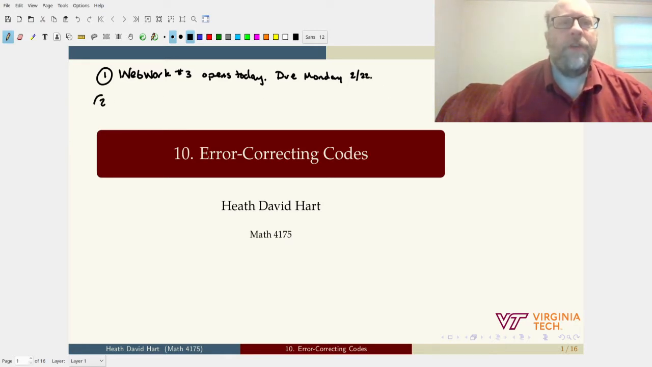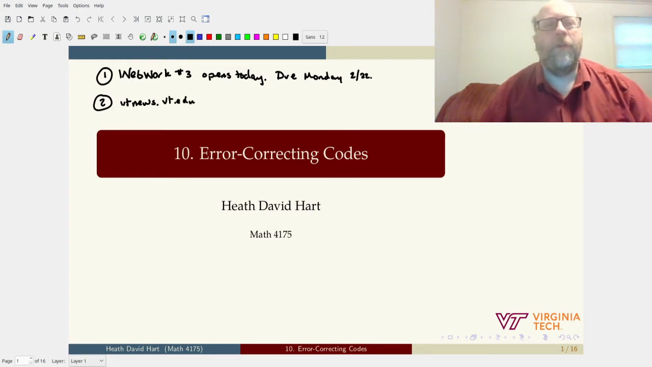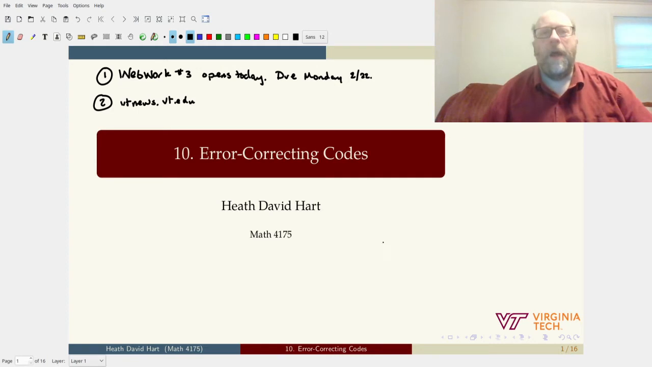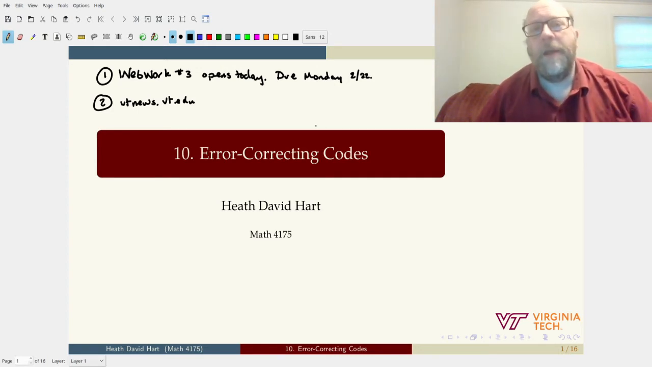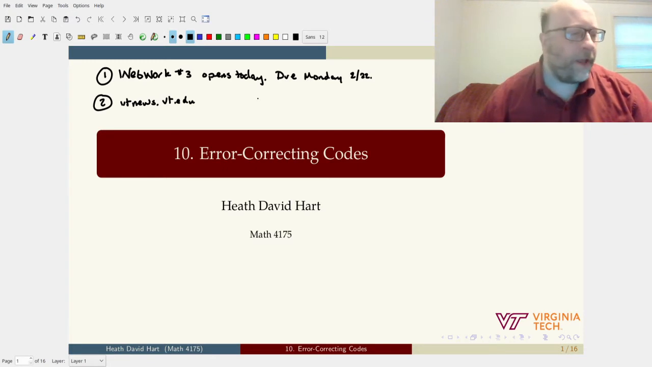The other thing I want to mention is if you go to today's news, vtnews.vt.edu, there's an article in this morning's news on two Virginia Tech alumni who were on a team of people who broke one of the Zodiac Killer's codes recently. The article goes into a fair amount of detail about how the code was broken, and you'll recognize a lot of the terms from this class.